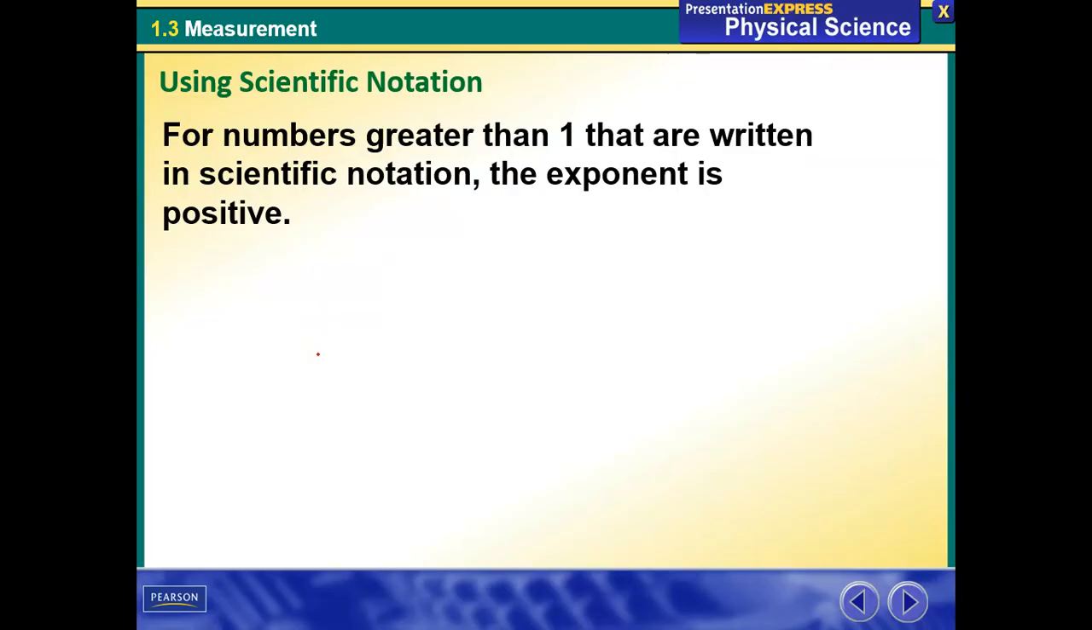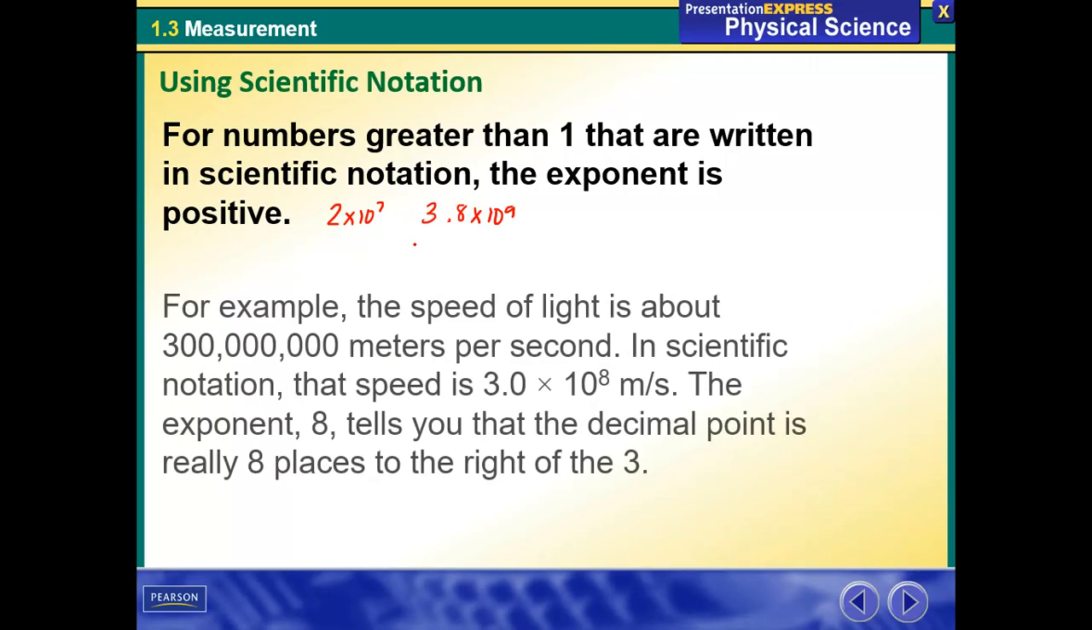So let's look at numbers greater than 1. When we write numbers greater than 1 in scientific notation, we're going to notice that the exponent is positive. So let's say 2 times 10 to the 7th. That is going to be a number that's bigger than 1. Or even 3.8 times 10 to the 9th. Both of those have positive exponents, so they're going to become big numbers. The example the book uses is the speed of light, which is about 300 million meters per second. In scientific notation, we would take this very, very long number and write it as 3.0 times 10 to the 8th.